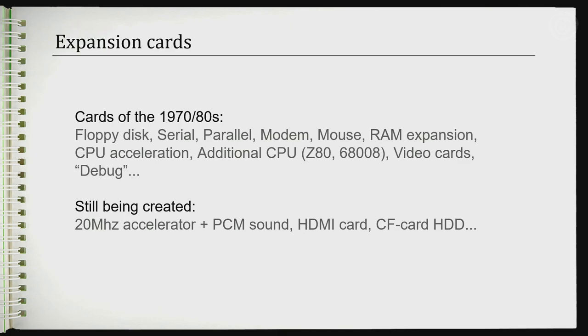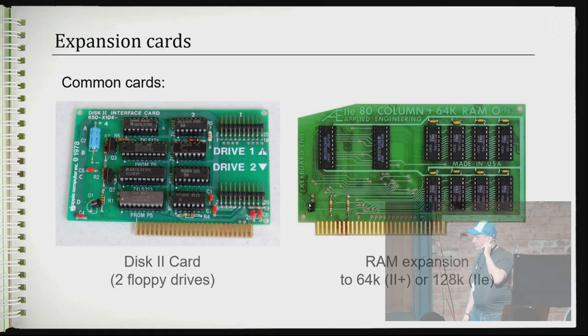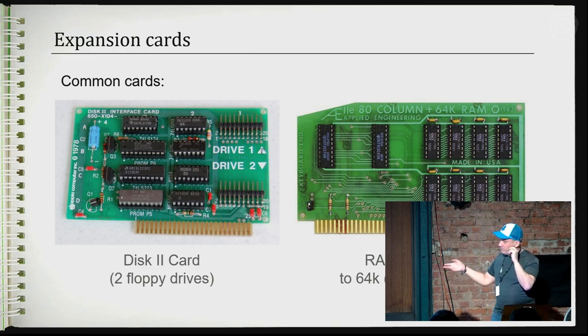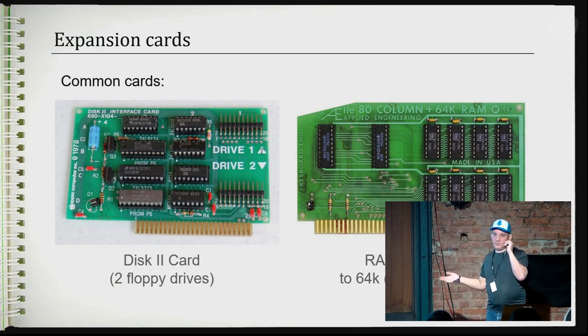So you have modern cards as well. The last one I saw is a 20 megahertz accelerator with PCM sound. There's a video card for modern TVs, with a lot of mods, and CF card hard drives, etc. So you have a lot of stuff. And the most common card that you will find in an Apple II is the Disk II card, which is the floppy disk drive controller. You can plug 2 drives on this card, and it's basically in every Apple II.